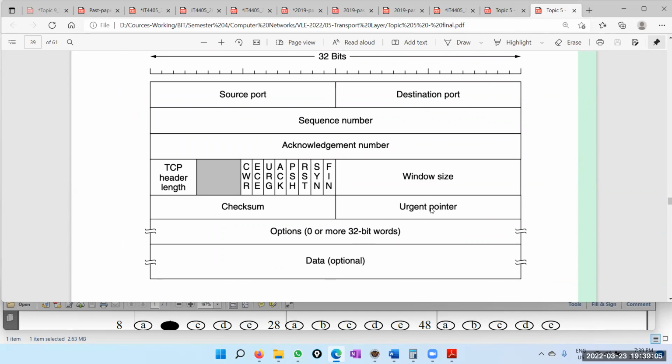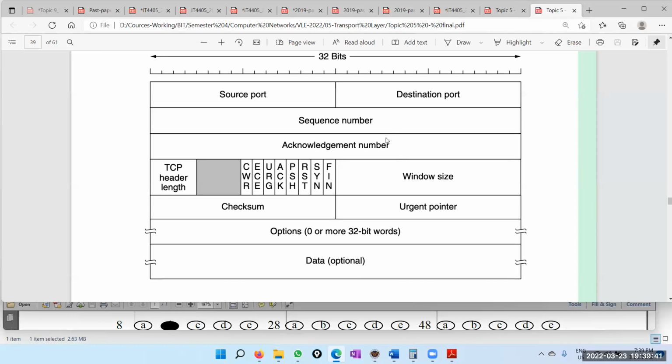Window size, urgent pointer, right? If you have some urgent data, where do you have to find the urgent data, from which byte? The window size. Okay, and there is the TCP header length, and there are some flags like finish. You have to say that this is used for synchronization, handshaking. There's another one for resetting the connection, disconnecting, or finishing. Likewise, we discussed those things, and this is when you're acknowledging, right? This is for the urgent data, right? So we discussed those things.